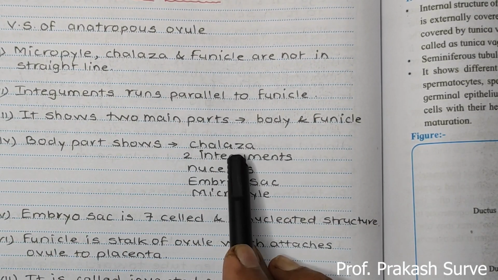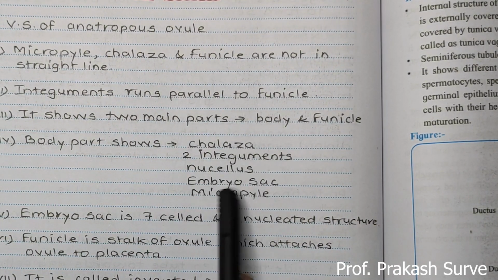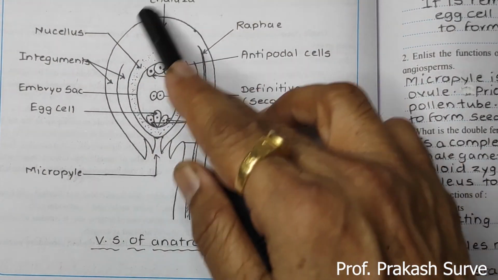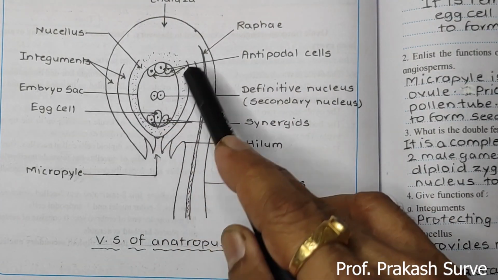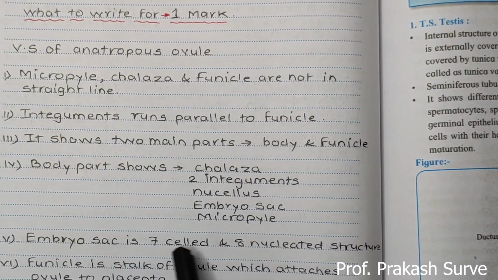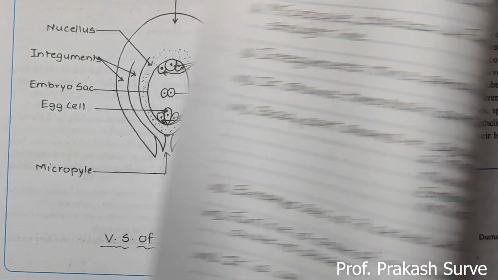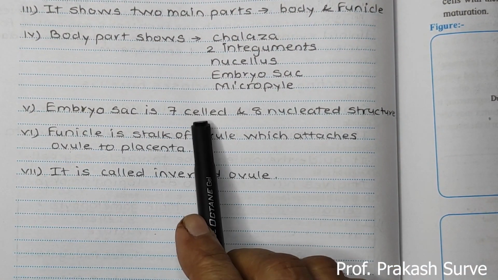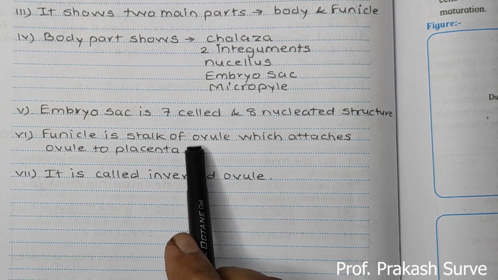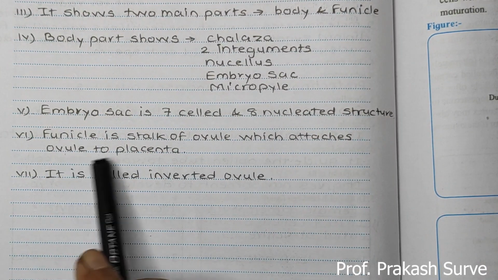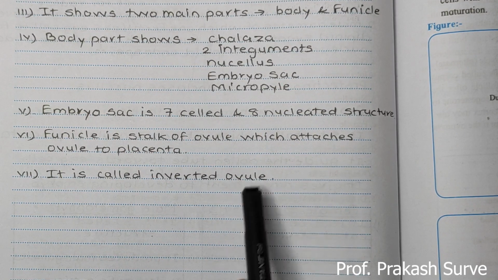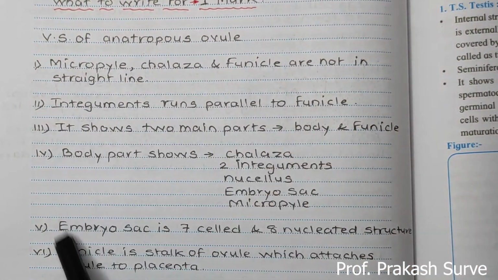The body shows a chalaza, integuments, nucellus, embryo sac and micropyle. So in this diagram you can see this is the body, which shows the micropyle, chalaza, these two integuments, nucellus and embryo sac inside. While the stalk is the funicle. The embryo sac is a 7-celled and 8-nucleated structure, which we have just discussed. The funicle is the stalk of the ovule which attaches the ovule to the placenta, that also we have discussed. It is called an inverted ovule. So these are the characteristics of that particular Anatropous ovule.